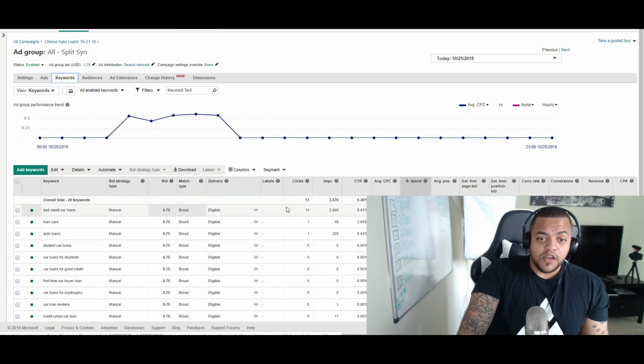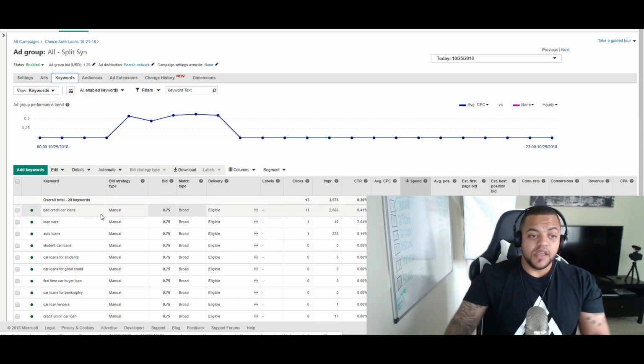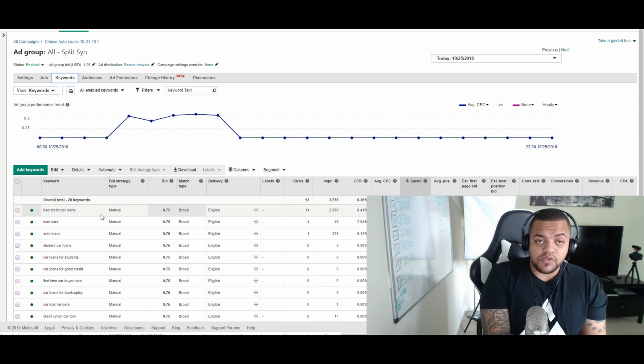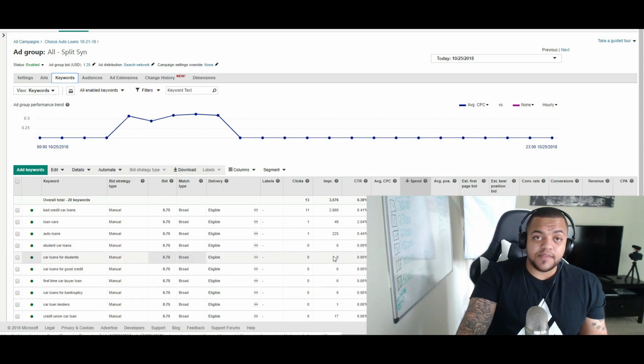So the keyword that converted today was actually bad credit car loans. I'm assuming that the people coming to Yahoo are searching because they actually want to get a car loan, and that's why the keyword bad credit car loans converted. As you see, I haven't tested it enough, so I have to get some more data.